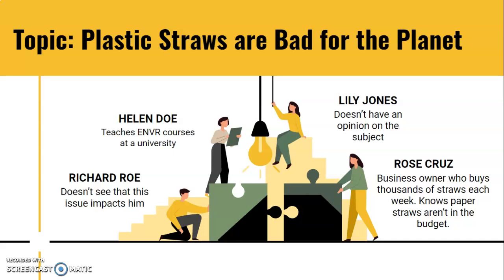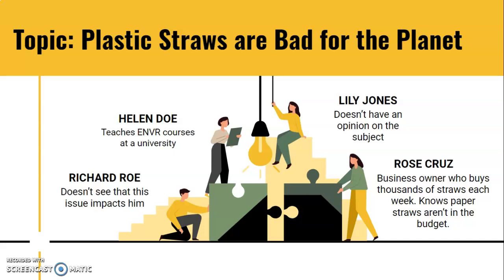Rose is a little different. She's a business owner who buys thousands of straws each week. She knows paper straws are an option, but they're not necessarily in the budget, so she's going to be hesitant to really agree with you. So with Rose, the best approach would be to find that common ground. Help her find alternatives that could benefit her business, but also get her to change her actions in line with your topic.